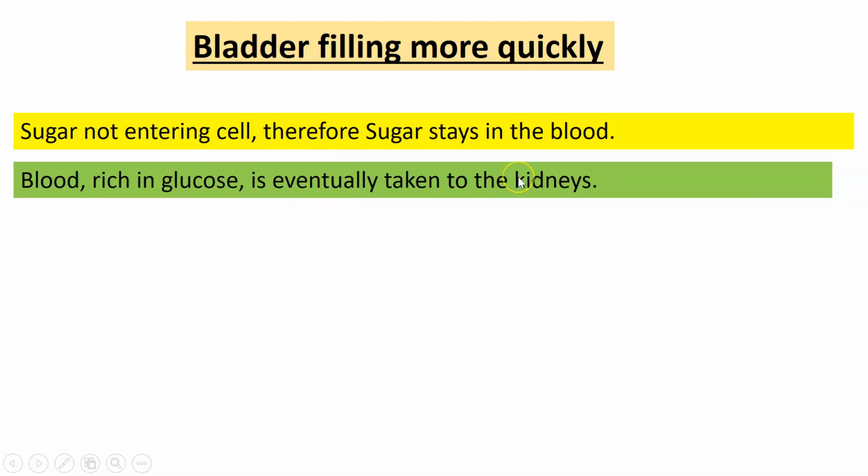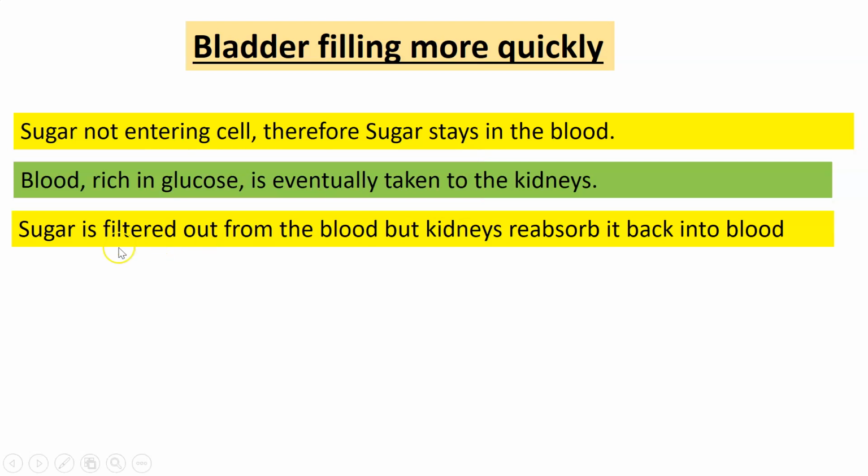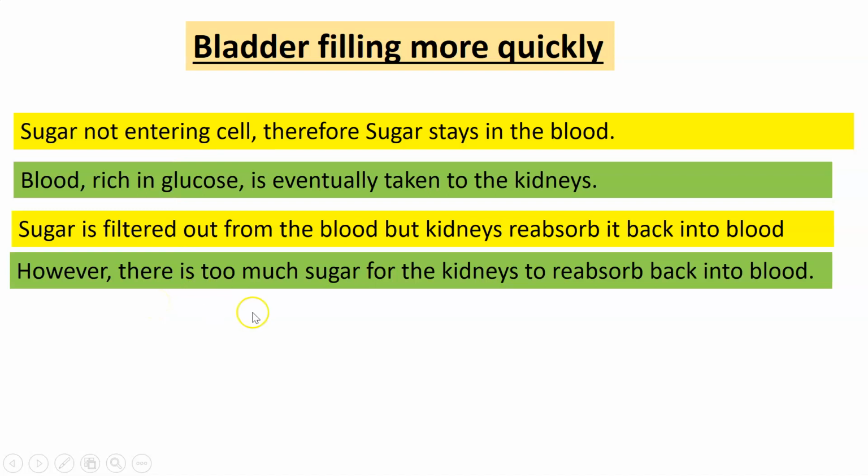That blood is eventually taken to the kidneys. Blood is circulated, so it travels to all the different organs, and at some point it gets to the kidneys. The kidneys' responsibility is basically to filter blood, get rid of things that we don't need, and reabsorb things that we do need. Sugar is filtered out from the blood, but the kidneys know that sugar is extremely important. It's a good supply of energy, so we don't want to lose sugar into the urine. Normally the kidneys would filter it out and then reabsorb it all back into the blood. Now, in diabetic patients, there's too much sugar. Because the sugar isn't taken inside the cells, it stays in the bloodstream. The kidneys cannot deal with that much sugar.